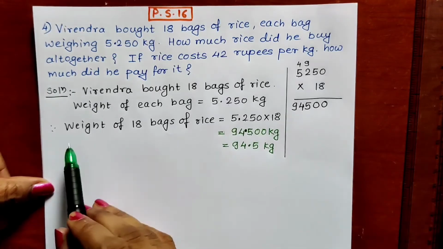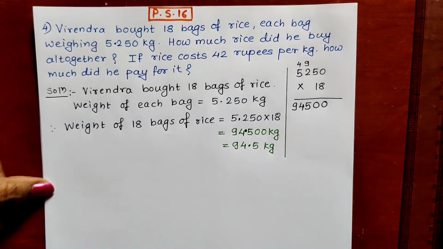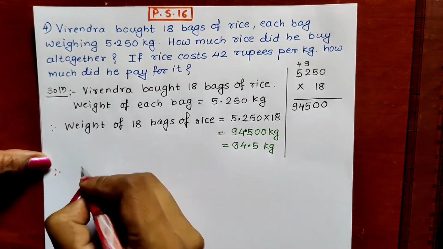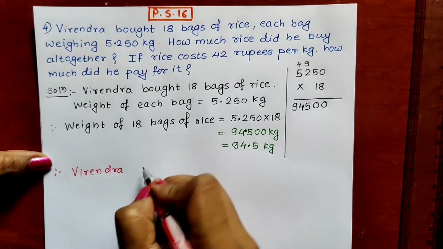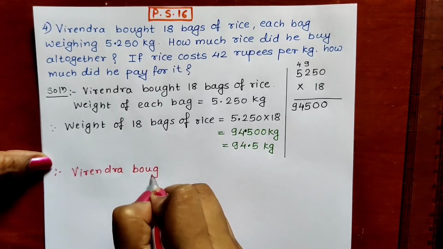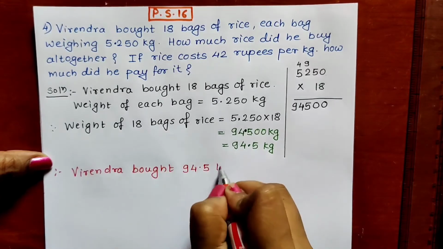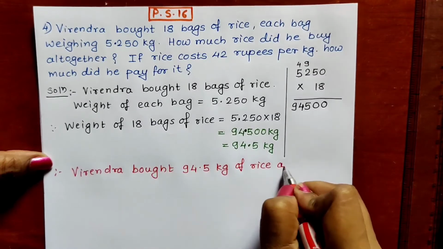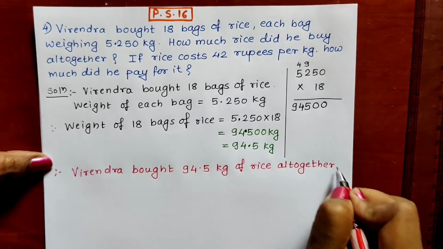Okay, so the total weight of rice is 94.5 kg, that we have to write here now. Therefore, Virendra bought 94.5 kg of rice all together. Okay, total weight of rice is 94.5.